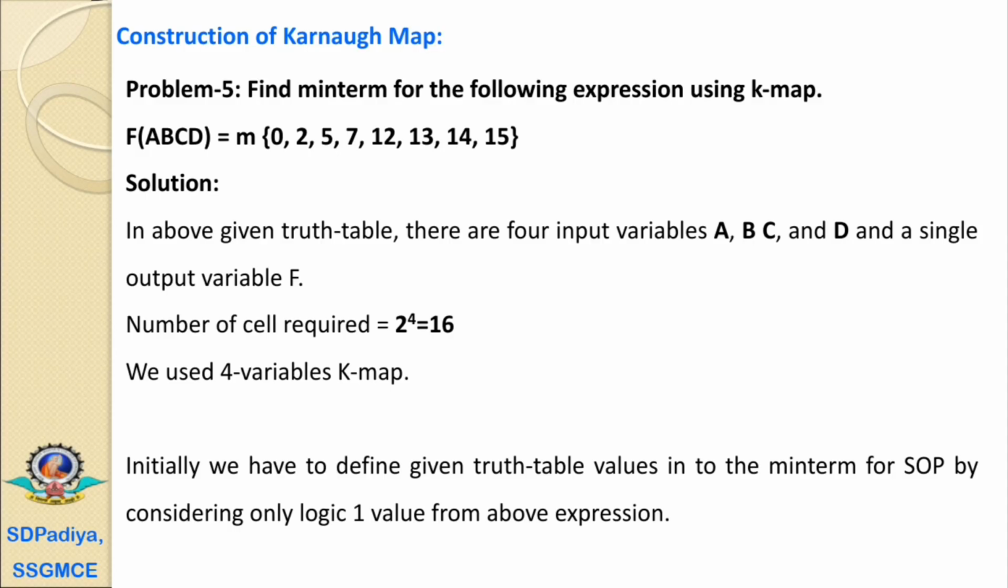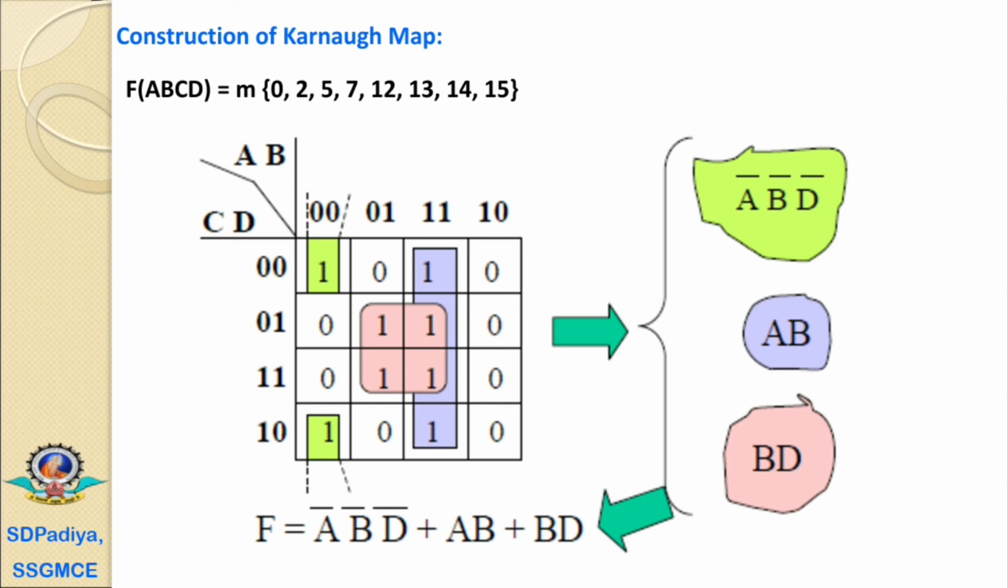Now we'll see the next, 5th problem statement: to find out the min terms for the following expression using the K-map. The function with the 4 variables A, B, C, D is given with the min terms 0, 2, 5, 7, 12, 13, 14, 15. Again, we know we have to construct a K-map of the 16 cells. We can construct the K-map of the 16 cells like this. Now here we have to enter 1 at the cell designations 0, 2, 5, 7, 12, 13, 14 and 15. The next task is to form the groups.